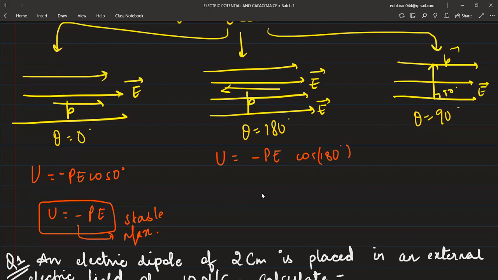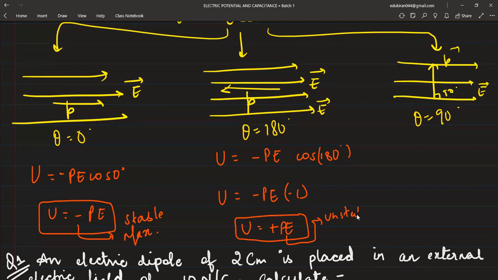If it is minus P E cos 180 degrees, this is equal to minus P E into minus 1, so this is equal to plus P E. So this shows an unstable equilibrium and maximum potential energy. Last one is minus P E cos 90 degree, so this is equal to 0. Write down these two.